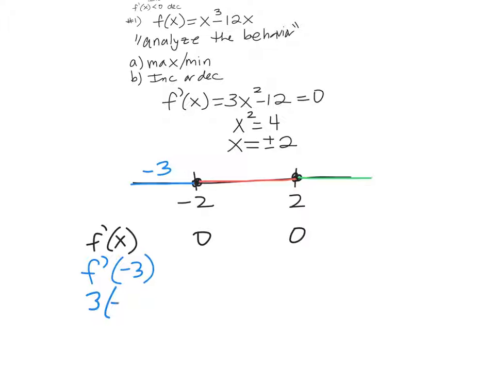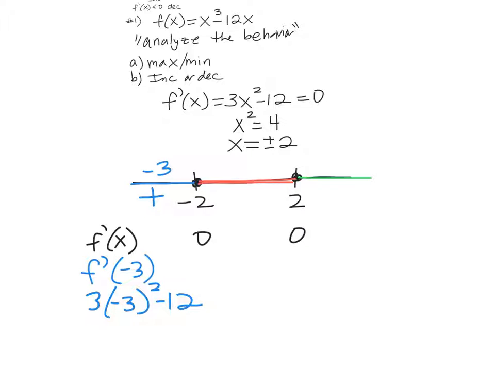We don't care what the answer is. We care what the sign of the answer is. Okay? So what would the sign be here? 3 times negative 3 squared minus 12. That's going to give you a positive right there. Okay? All right, let's go ahead and test the derivative on the inside.